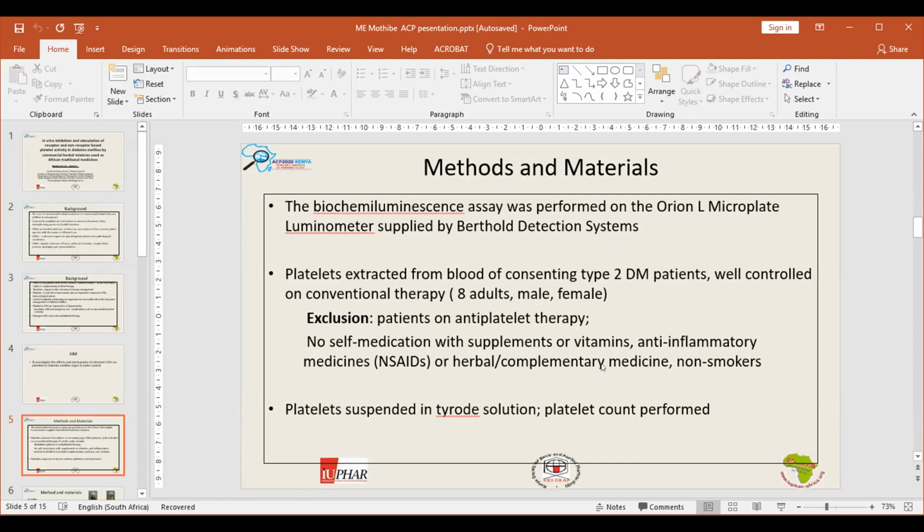We performed a bioluminescence assay on platelets that were extracted from blood samples of consenting type 2 diabetes patients who were well controlled on their conventional therapy. These patients were not on any antiplatelet therapy. They were also not on any self-medication for at least 14 days before the date of collection of the blood samples.